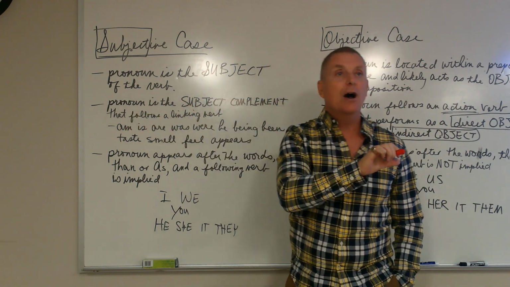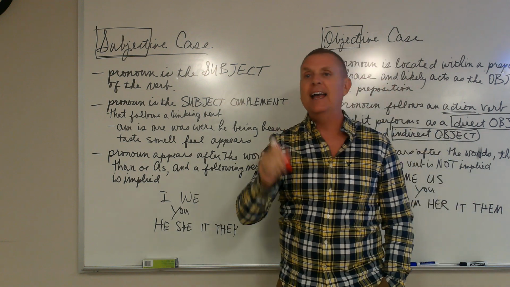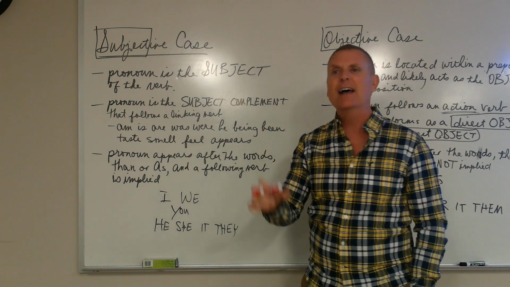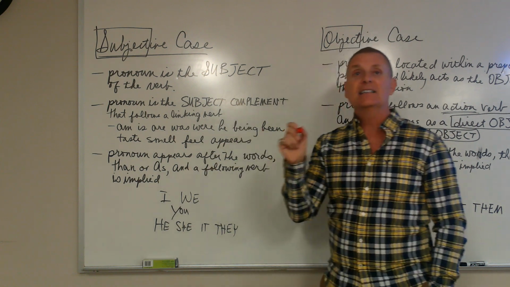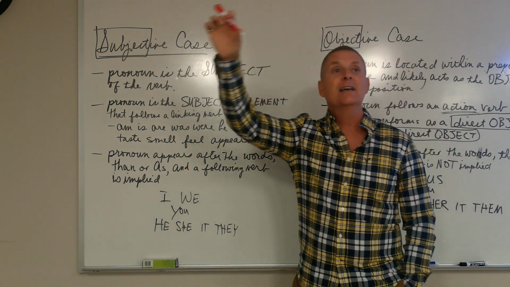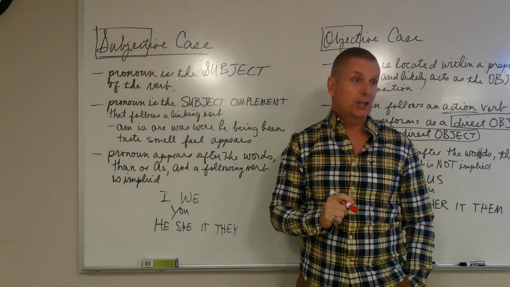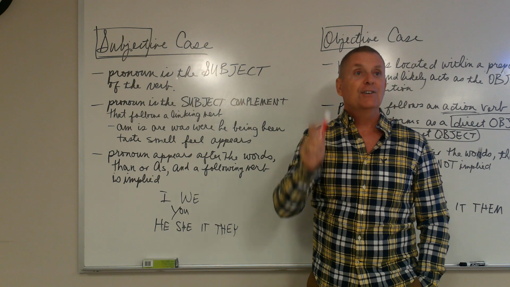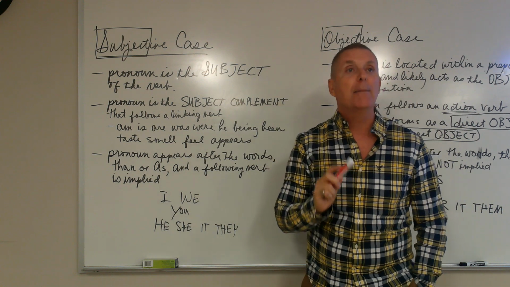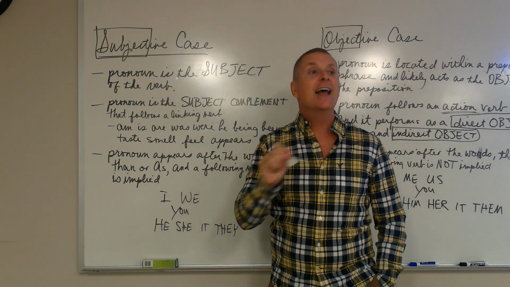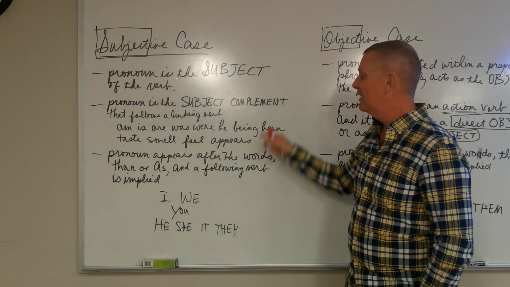So if you have a noun and then a linking verb, am, is, are, was, were, be, being, been, feel, appear, smell, taste, hears, and it's a linking verb, the word that connects the subject to that next word is called a subject complement. If it's a subject complement, that subject complement must be in the subjective case: I, we, you, he, she, it, they.